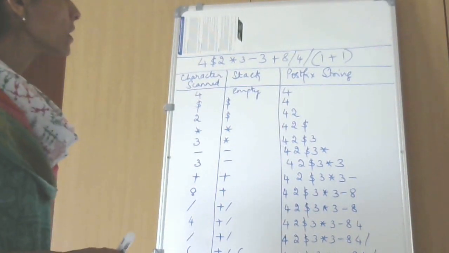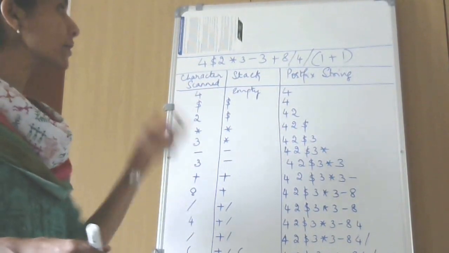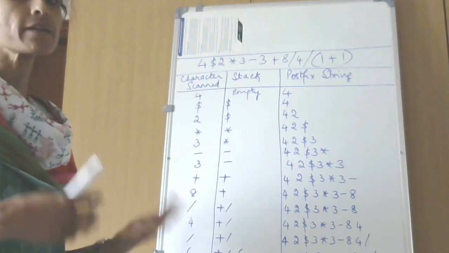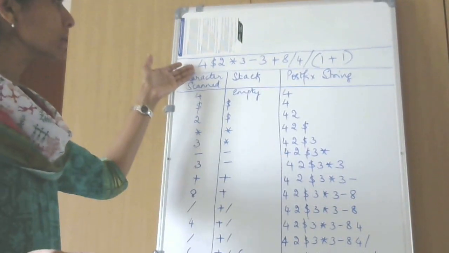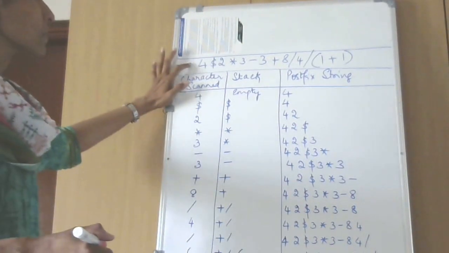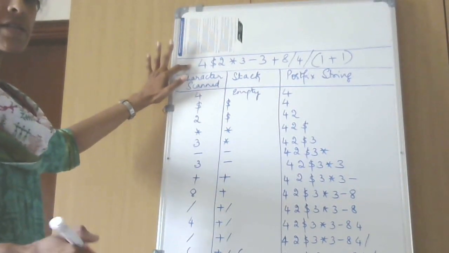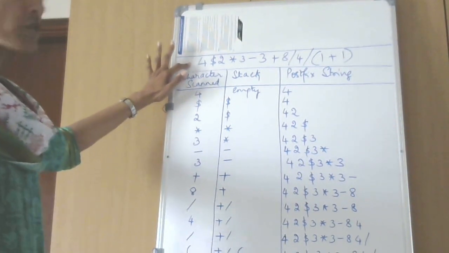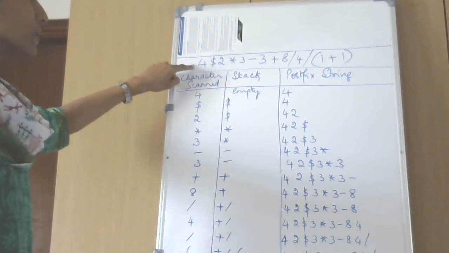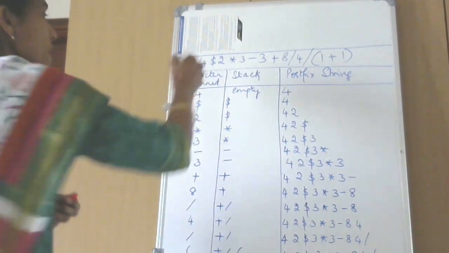Why I took this example is that expressions need not always be alphabets and digits. It can be completely digits as you see here. Okay, so let us start. So this is an infix expression. As I said, we have to convert it into a postfix expression based on the same steps. First character. Let me bring the first character.